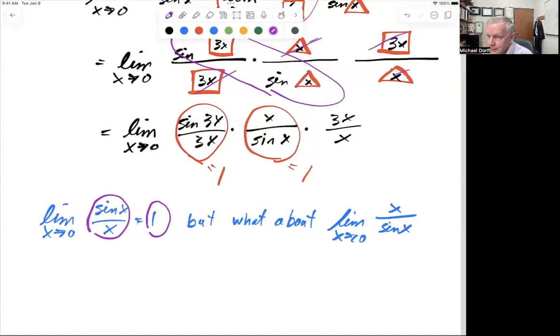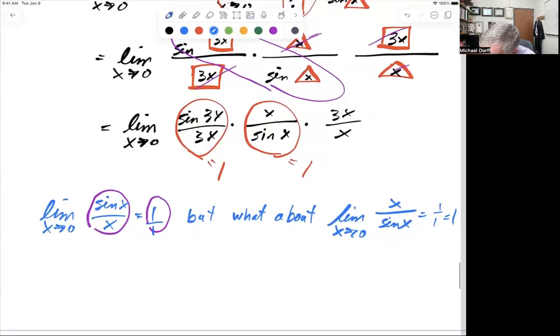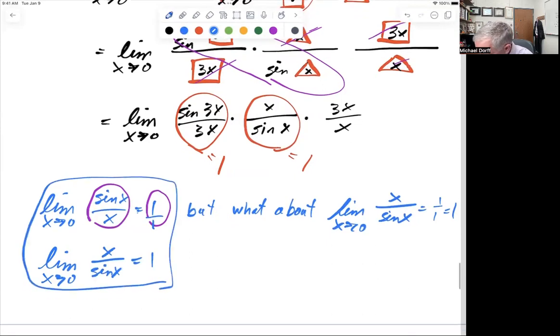So if I invert that, I have to invert this. Well, what's the inversion of 1? Well, 1 is 1 over 1. So this is just going to be 1 over 1, or 1. So I have the same fact that the limit as x goes to 0 of x over sine x equals 1. Okay, both of those are true.